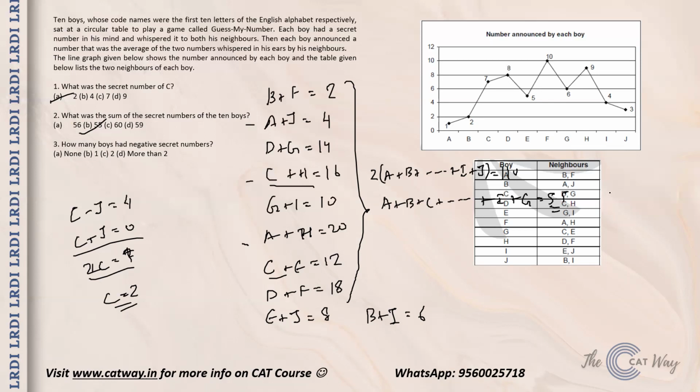So for C we know it's 2. Correct? C we know it's 2. Achha, if C is 2, then J will become minus 2. If J is minus 2, then A will be equal to 6. Achha, if A is equal to 6, then H will be equal to 14. If H is equal to 14, then C will be equal to 2. So that is sorted.